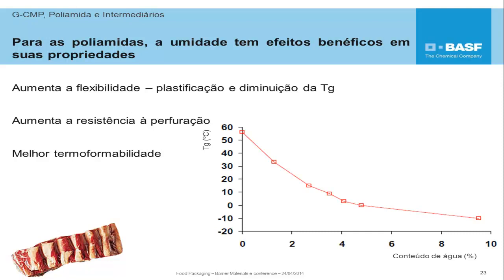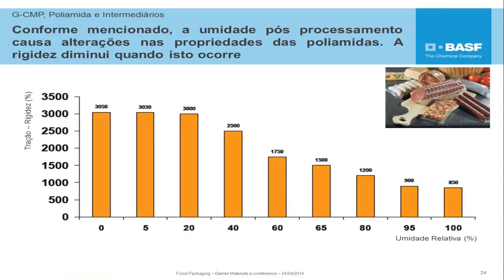Slide 24. Here, in this slide, we get to see the property of rigidity of the material as a result of the significant decrease in Tg, which acts in the same way on the rigidity of the material.